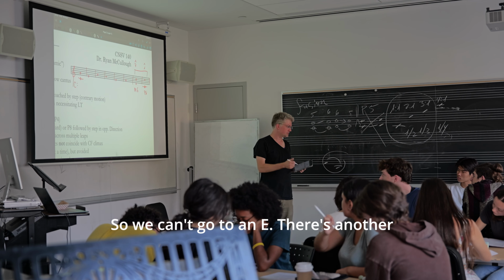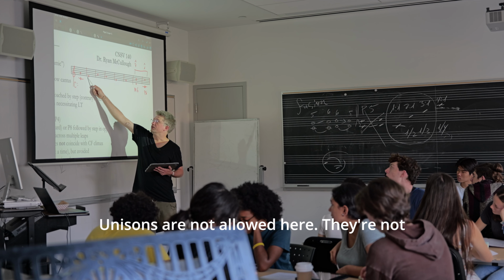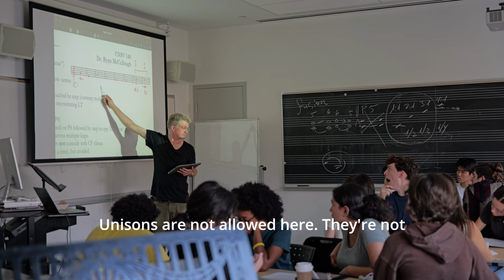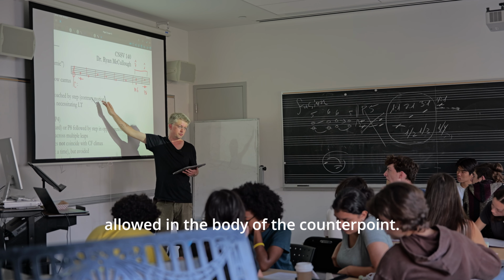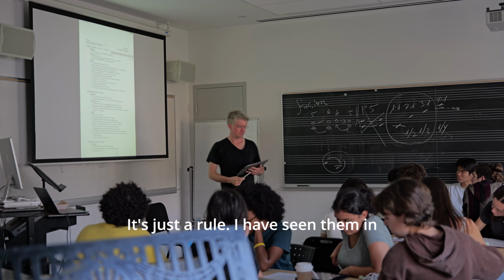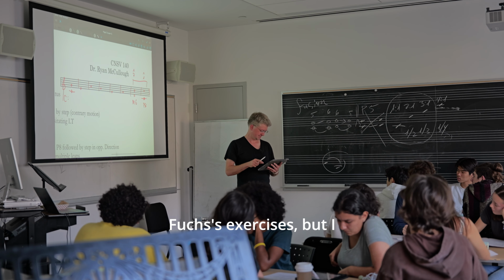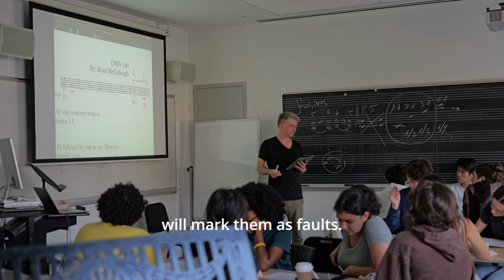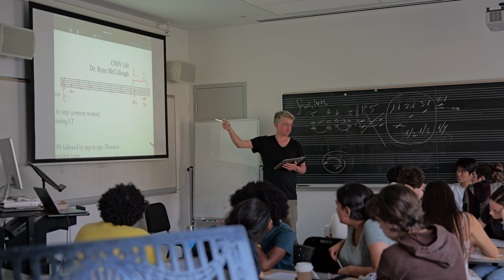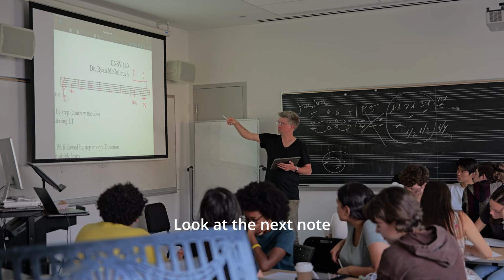So we can't go to an E. There's another reason we can't go to an E. Unisons are not allowed here. They're not allowed in the body of the counterpoint. It's just a rule. I have seen them in Fuchs's exercises, but I will mark them as false. Okay, so we can't go to E. Can we go to G? Yeah? Stationary.